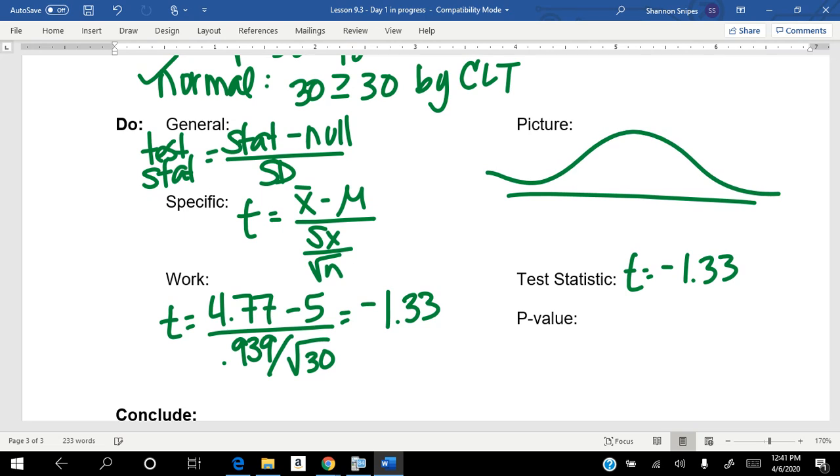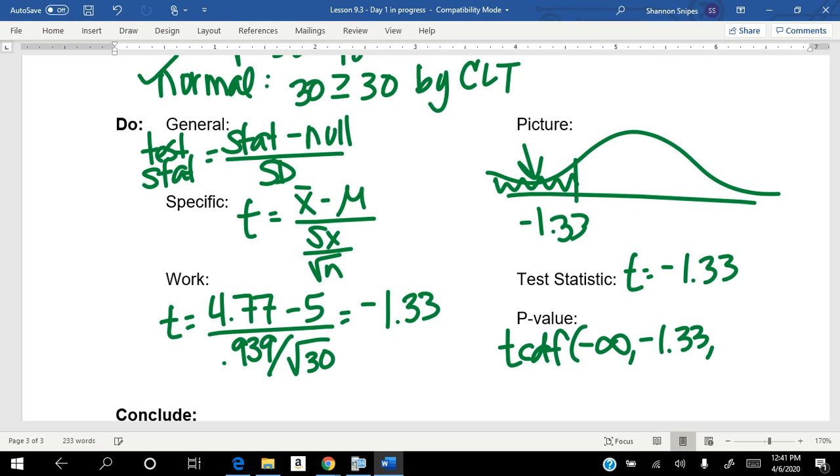Draw our picture. We said less than, so we're shading this side, and that's going to give us our p-value. So tcdf, negative infinity to negative 1.33. It's going to be 29 degrees of freedom because it's your sample size minus 1. So your p-value is going to be 0.097.